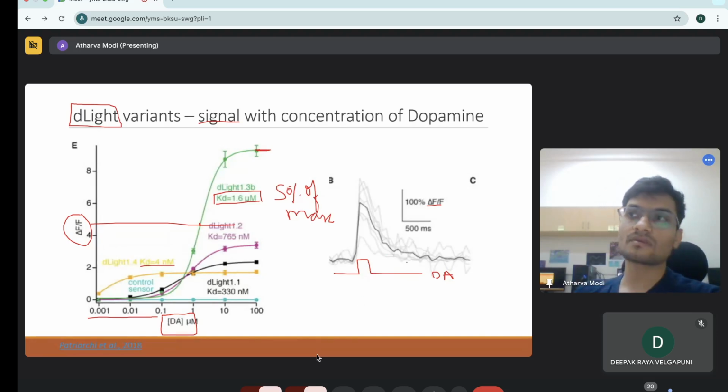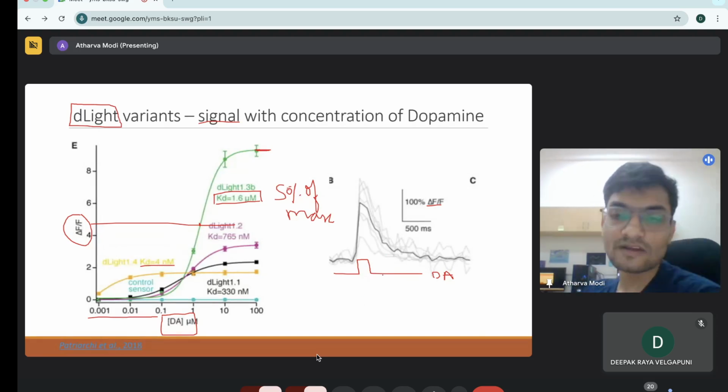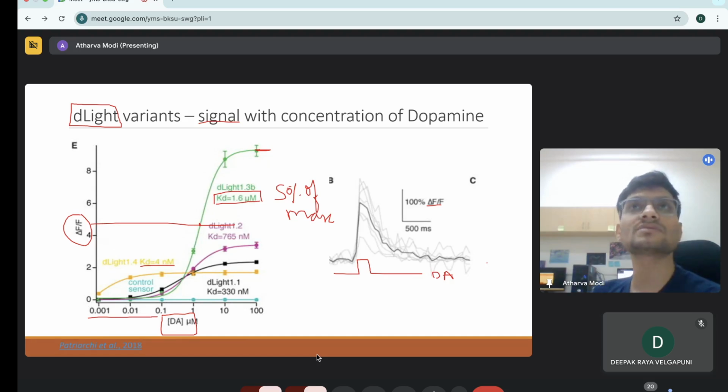Will anybody like to answer what these characteristics depend on, and what we need to consider about the sensor?